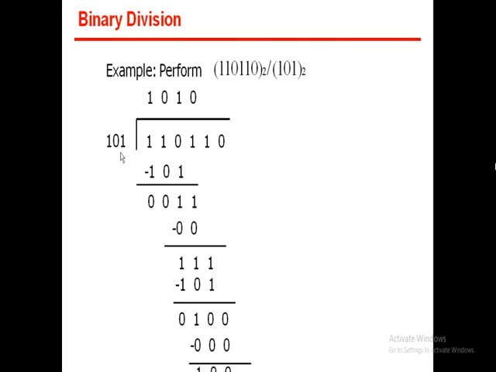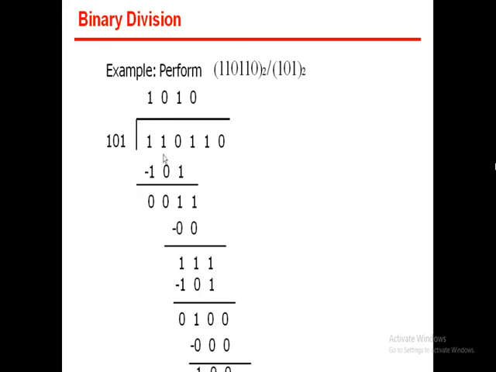How many times? It goes 1 time. So 1 into 1, 1. 1 into 0, 0. 1 into 1, 1. Then subtract 101 from 110. What will be the result?